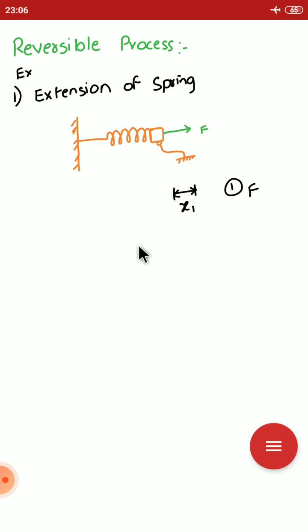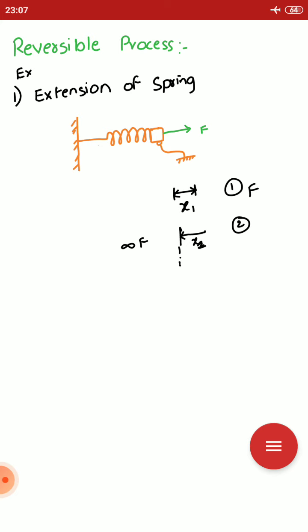Similarly, if you release this infinitely small amount of force in the second case, it will restore to its original position by moving the same x1 distance. Thus, within the limits, the extension and compression of the spring comes under the category of a reversible process example.